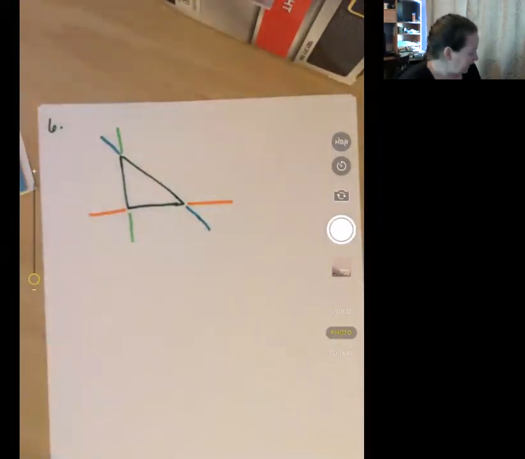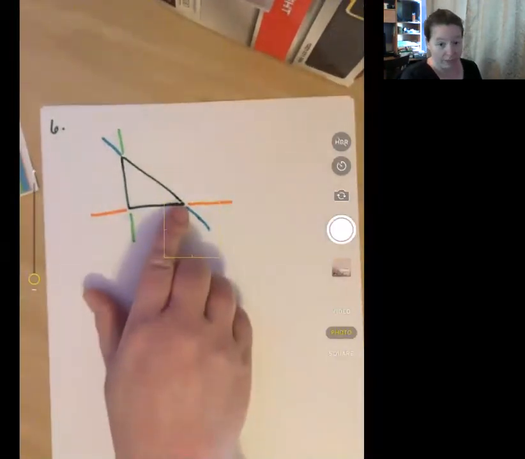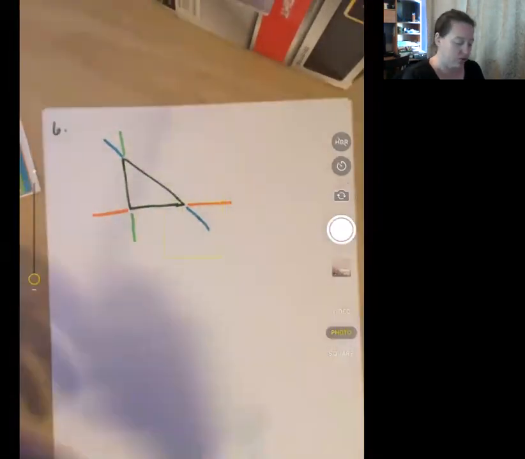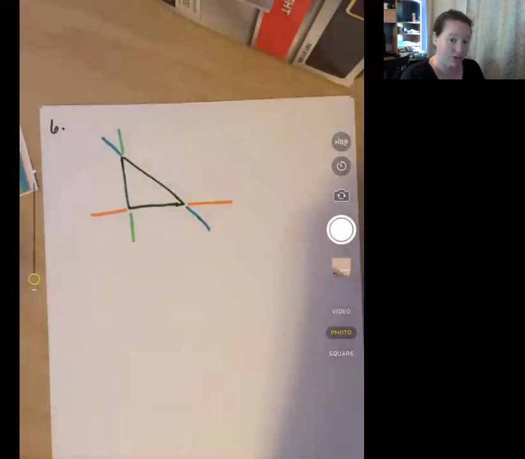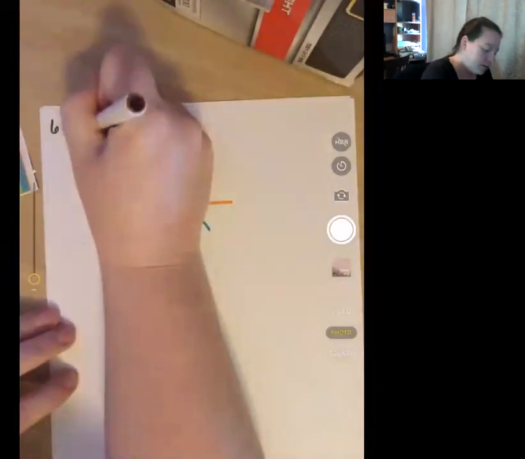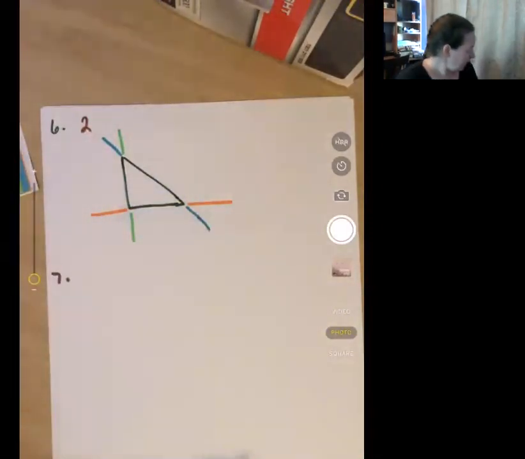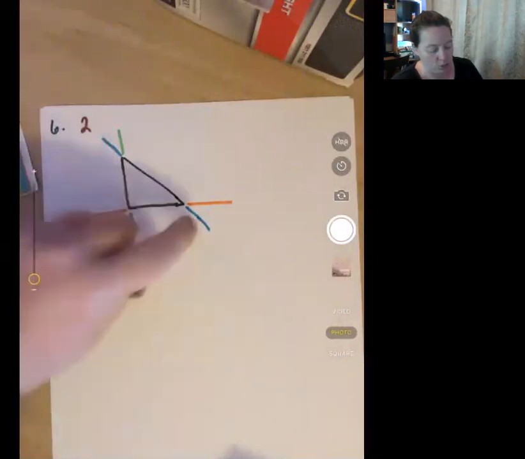So the question is, how many exterior angles does each corner have? Well, this one has 2, this one has 2, this one has 2. So our answer to the question, how many exterior angles does each one have, is 2. Number 7. How many total exterior angles does a triangle have? 2, 4, 6.